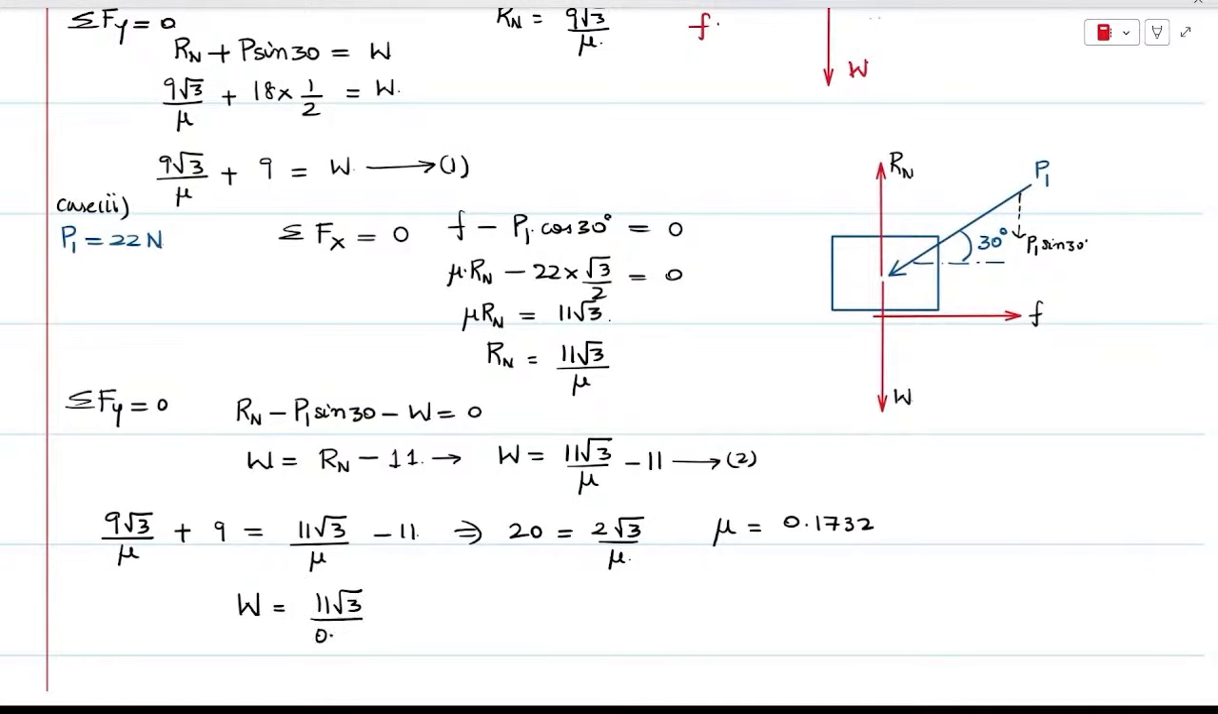Now computing the value of W, that is W is equal to 11 root 3 divided by mu, which is 0.1732, or this could also be simplified as root 3 by 10, minus 11. So root 3 and root 3 will get cancelled. So 11 into 10 is 110 minus 11, which is equal to 99 newtons.